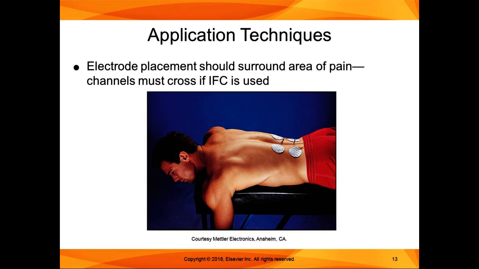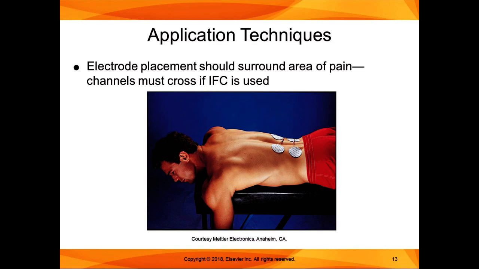So when you're using a quadrupolar setup, like in this picture, with TENS, you're using 2 channels, 2 electrodes per channel. And it doesn't matter if the channels cross. With IFC, you're also using 2 channels with 2 electrodes per channel, and you do need to have the channels cross. So that's important in the setup for IFC because of the way the alternating current works. So you can also use a bipolar setup, especially if it's on an area that has smaller area where you don't have room to put 4 electrodes.